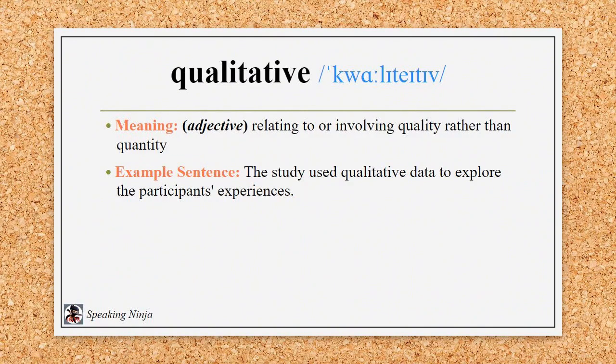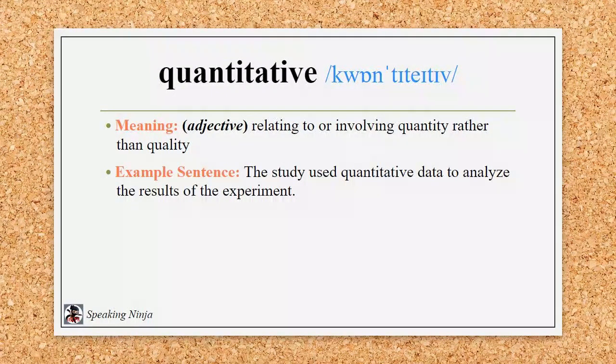And when we're dealing with quality rather than quantity, we use the word qualitative. Researchers conduct qualitative studies to explore experiences and perceptions. Lastly, we have quantitative, meaning relating to or involving quantity rather than quality. Scientists conduct quantitative studies to analyze numerical data.